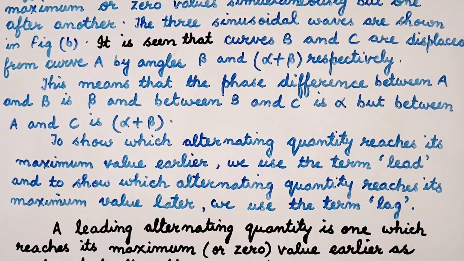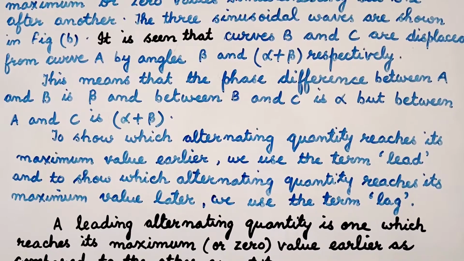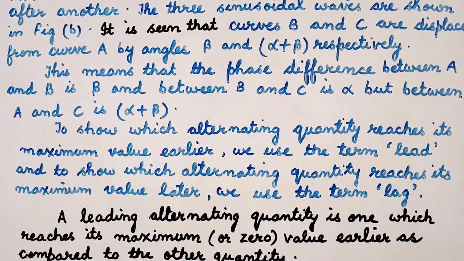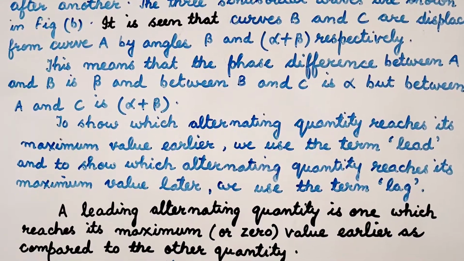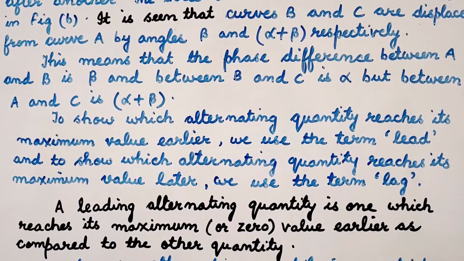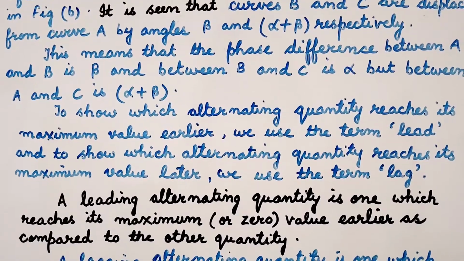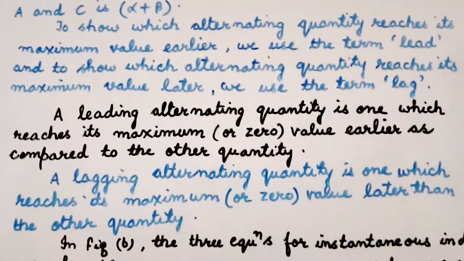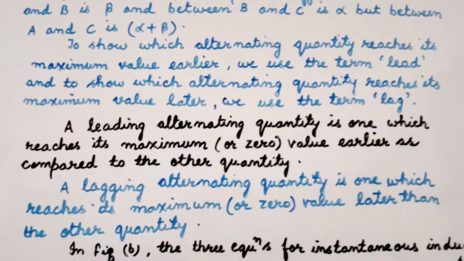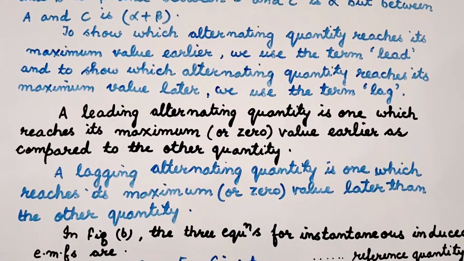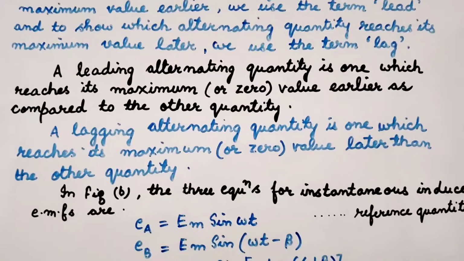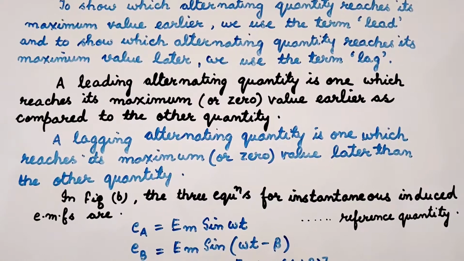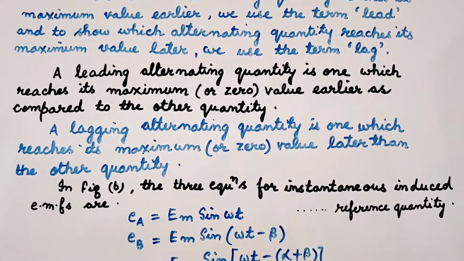And in order to show which alternating quantity reaches its maximum value earlier, we use the term lead. Similarly, to show which alternating quantity reaches its maximum value or zero value later, we use the term lag. So, a leading alternating quantity is one which reaches its maximum or zero value earlier as compared to the other quantity, whereas a lagging alternating quantity is one which reaches its maximum or zero value later than the other quantity.